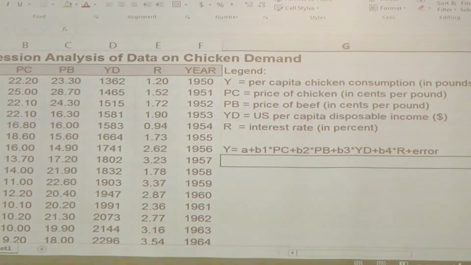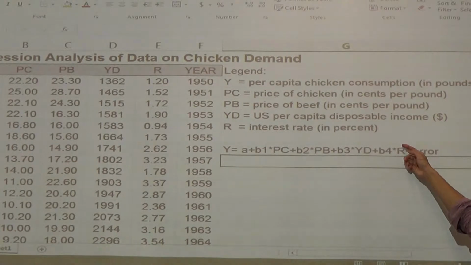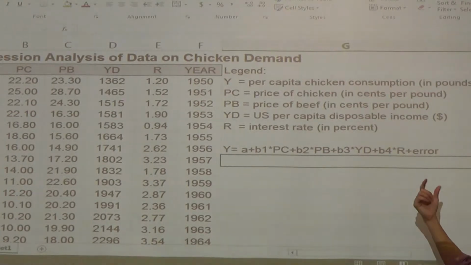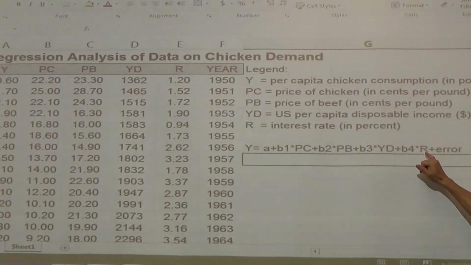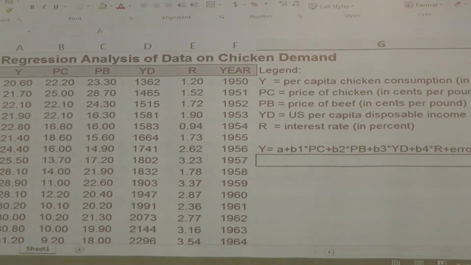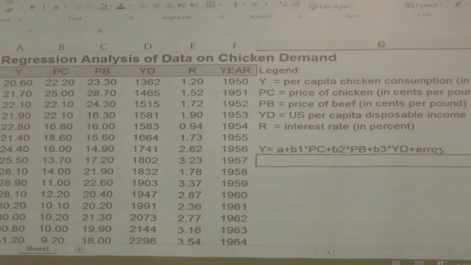Real interest rate. Okay, this is a bit of a problem. Why a real interest rate? You've got to think about why you need a real interest rate, or why real interest rate affects the consumption of chicken. Intuitively we probably think that real interest rate is not needed. Real interest rate may not explain the quantity of consumption. So let's just get rid of it. So now we have the model.